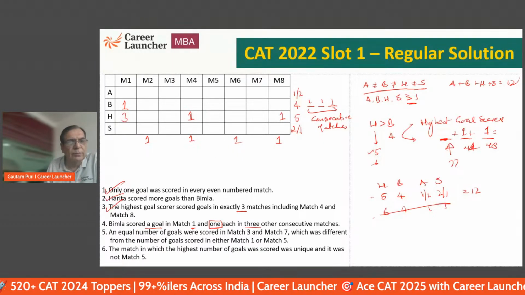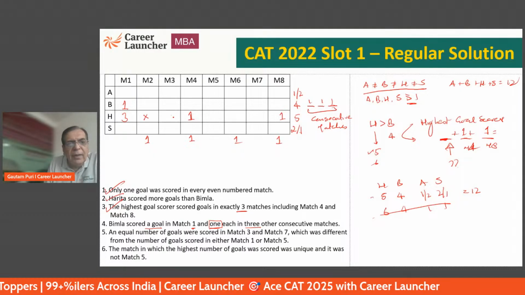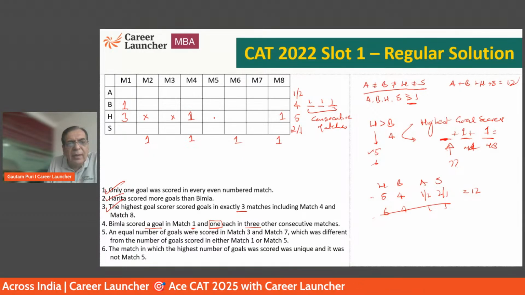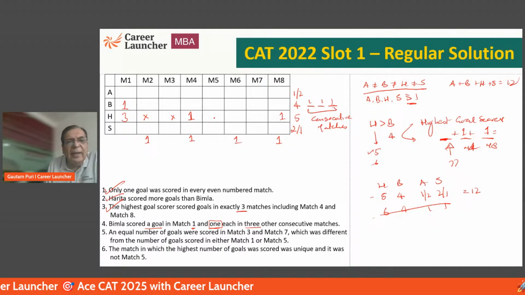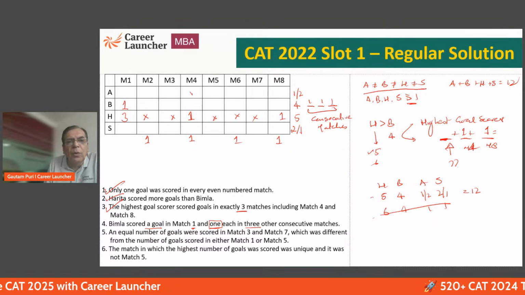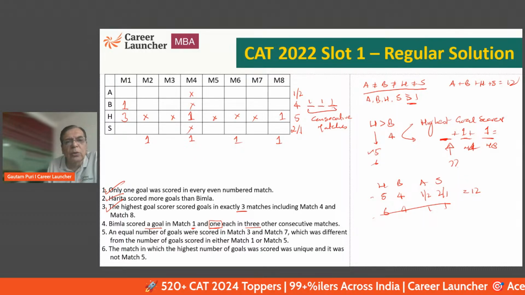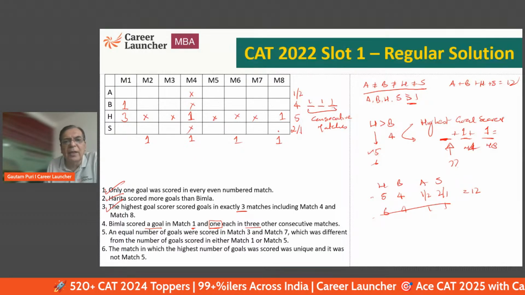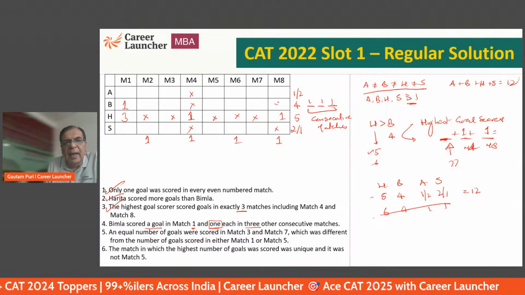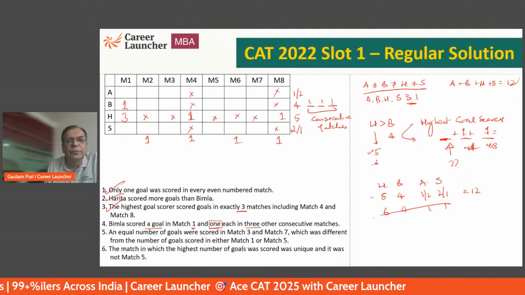So 3-1-1. That means as far as Haritha is concerned, these are the only 3 matches in which she has scored a goal. And that also means in match 4, since Haritha has scored, no one else can score a goal because the total number of goals is 1 only. Similarly, in match 6, match 8, Haritha has scored 1, so no one else can score.